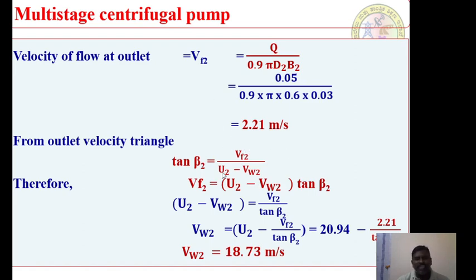From the outlet velocity triangle, calculate the value of tan beta 2. Express the value in terms of tan beta 2 equals Vf2 by (u2 minus Vw2). The meaning of this is to calculate Vw2. So calculate what could be the value of Vw2. It is 18.73 meter per second.